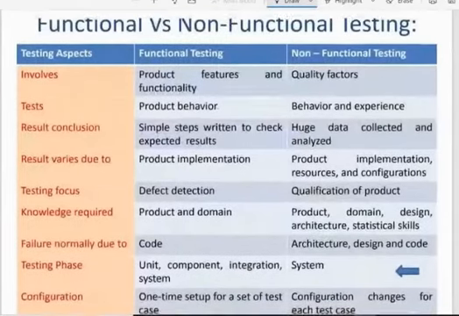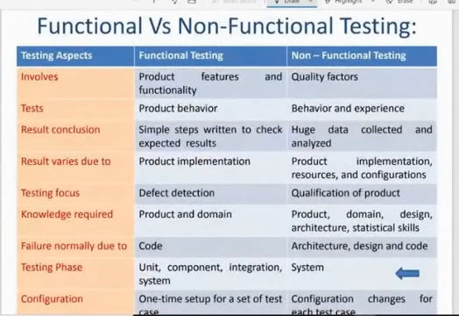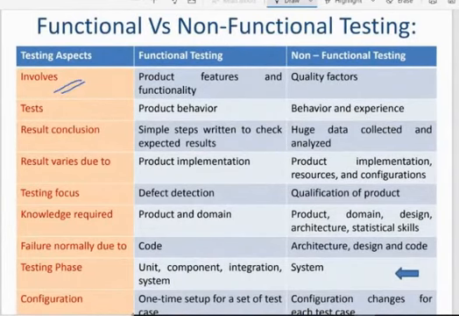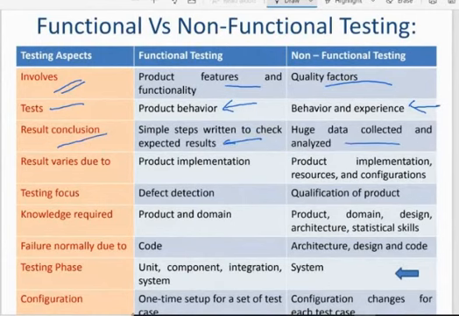So let's see, in case of functional and non-functional testing, what it involves. Functional testing involves the product features and functionality. Here I'm only looking for the quality factors. In case of testing, I'm looking for the product behavior. Here I'm looking for behavior and experience. For the result conclusion, simple steps are written to check expected results. And here I have huge data collected and analyzed. Here results vary due to product implementation. Here I have the product implementation, resources and configurations as well.